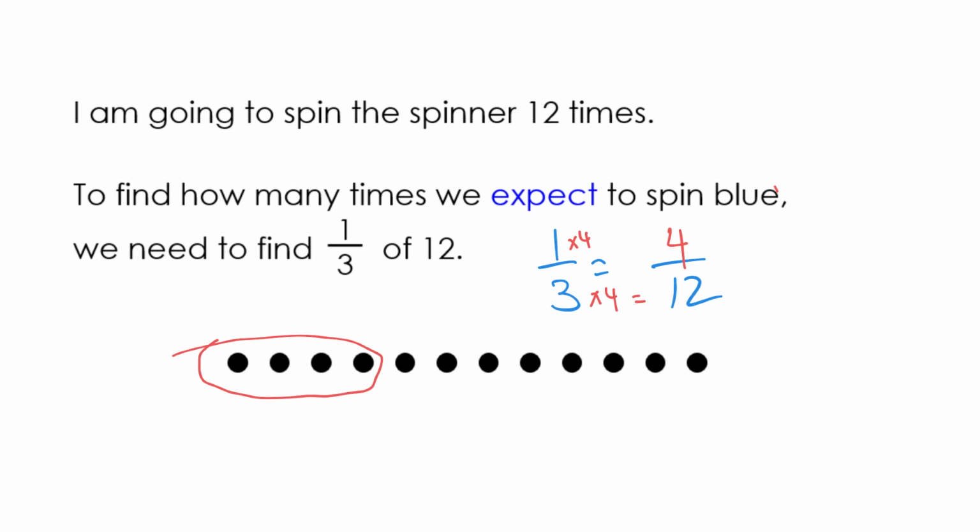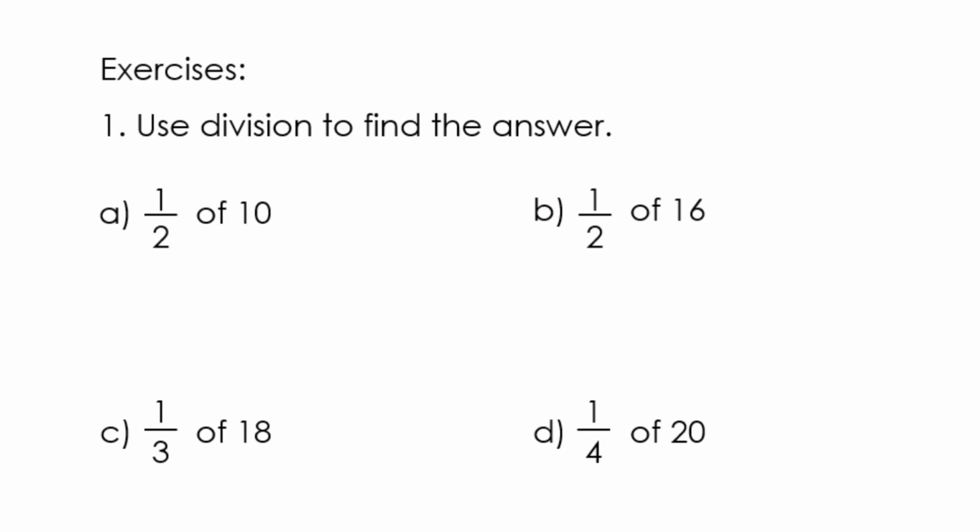And if you look here, you're supposed to have 3 equal groups. They all have 4 inside. And that's how you would do it with a drawing. I'm not a fan of this. I prefer this. It's just easier, but whatever works for you, I'm good with that. So use division to find the answer.